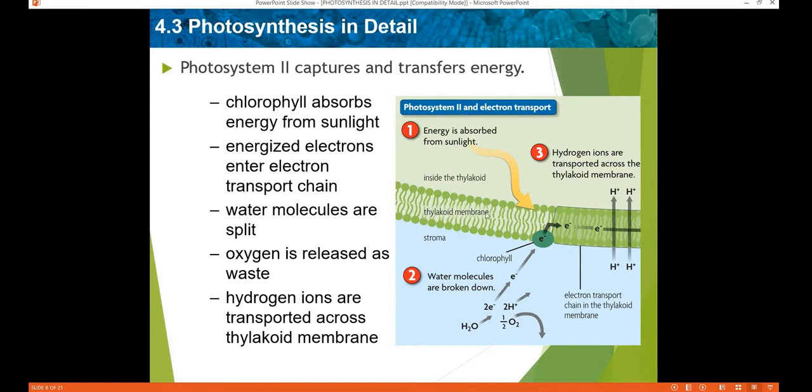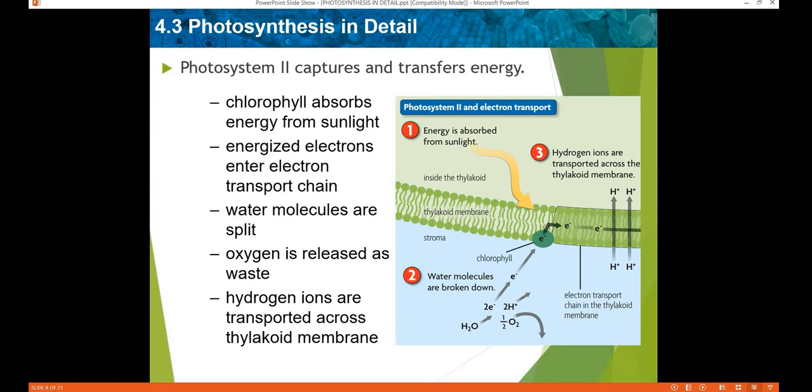So this is what happens in step 1. In step 2, the water molecule splits. Enzymes break down the water molecules. Oxygen, hydrogen ions and electrons are separated from each other. Then the oxygen is released as waste, and the electrons from water replace those electrons that left chlorophyll when energy from sunlight was absorbed. What do you mean by the electrons from water? They replace those electrons that left chlorophyll.